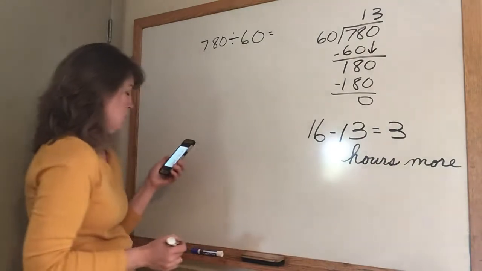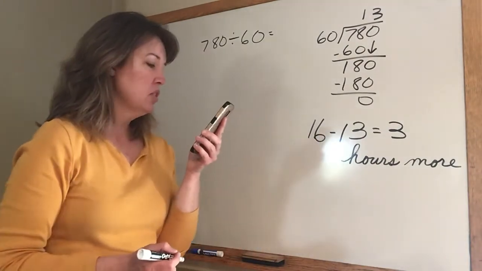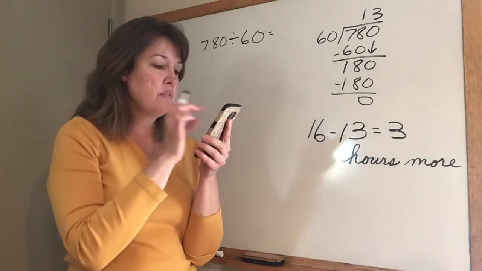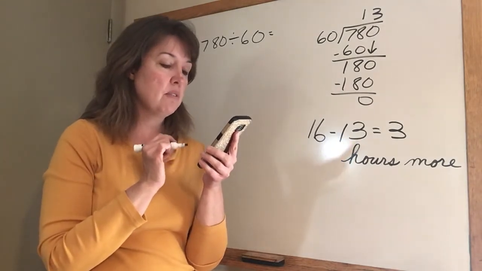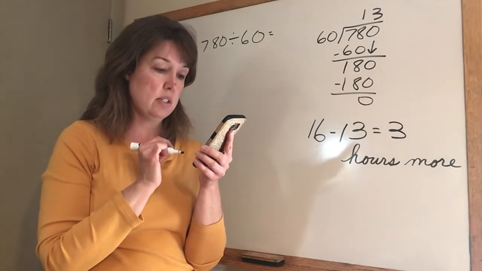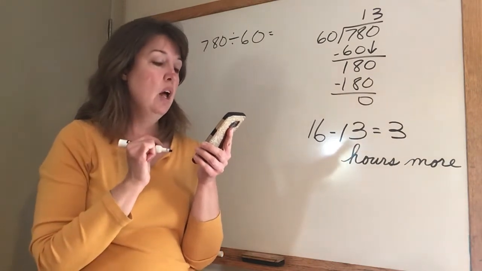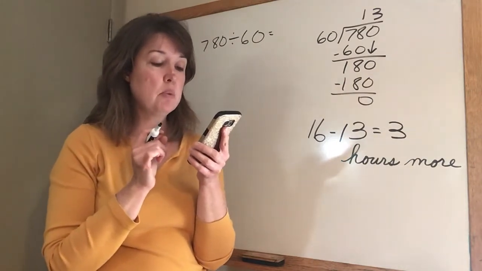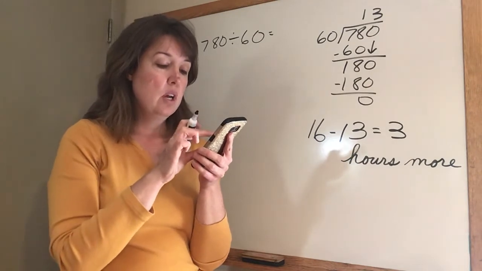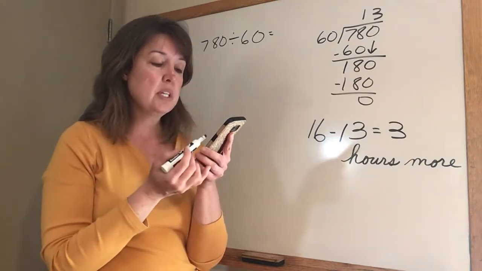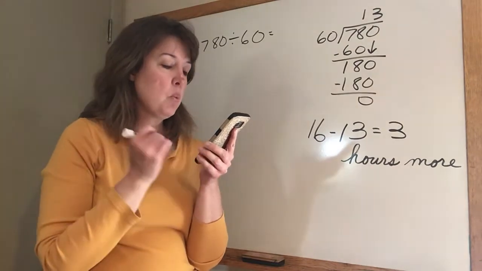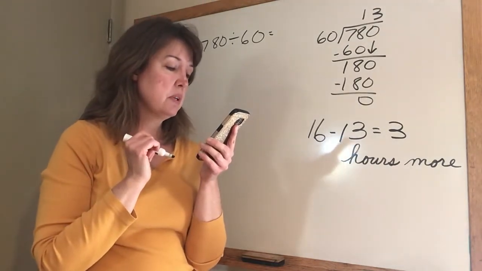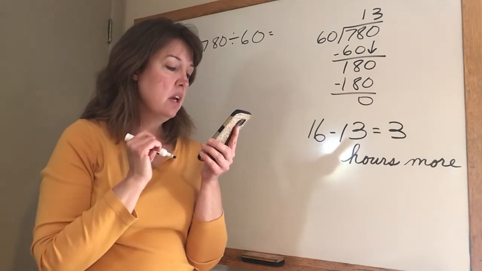Okay. Number 2, Alicia needs 5 feet of fabric to make a tablecloth for her mother. She found a piece of fabric that is 49 inches long, so different units again. Will this be enough for her to make a tablecloth? Explain your answer.